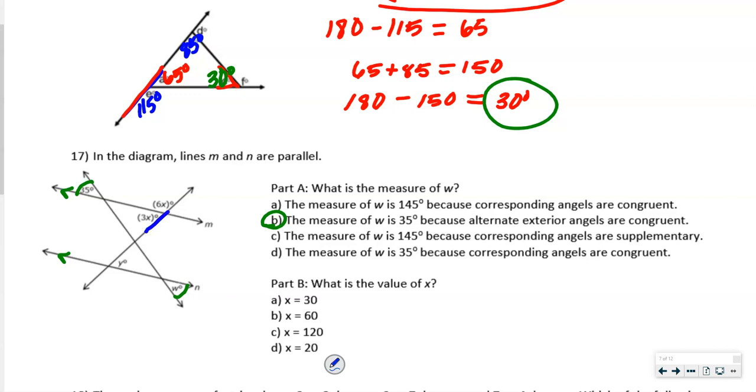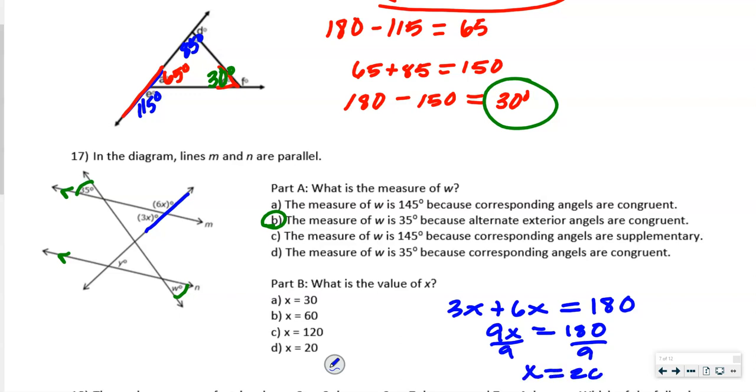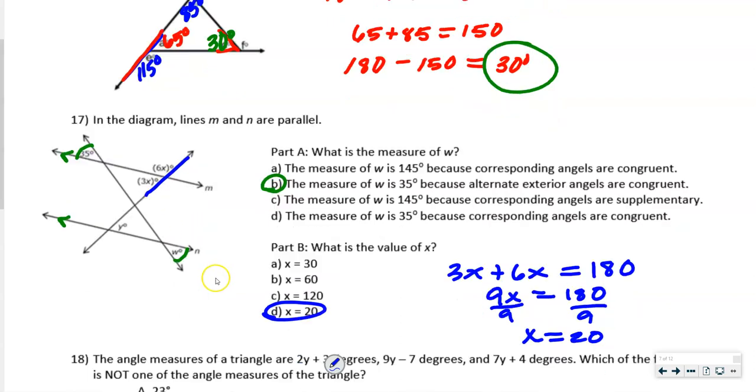Okay, so notice we have these two angles right here that form a straight line, right? So we're going to add those together, 3x plus 6x. That's going to be equal to 180 because the measure of a line is 180. So this is going to be 9x equals 180. Divide both sides by 9. So x is equal to 20. So that's why the answer is D there.